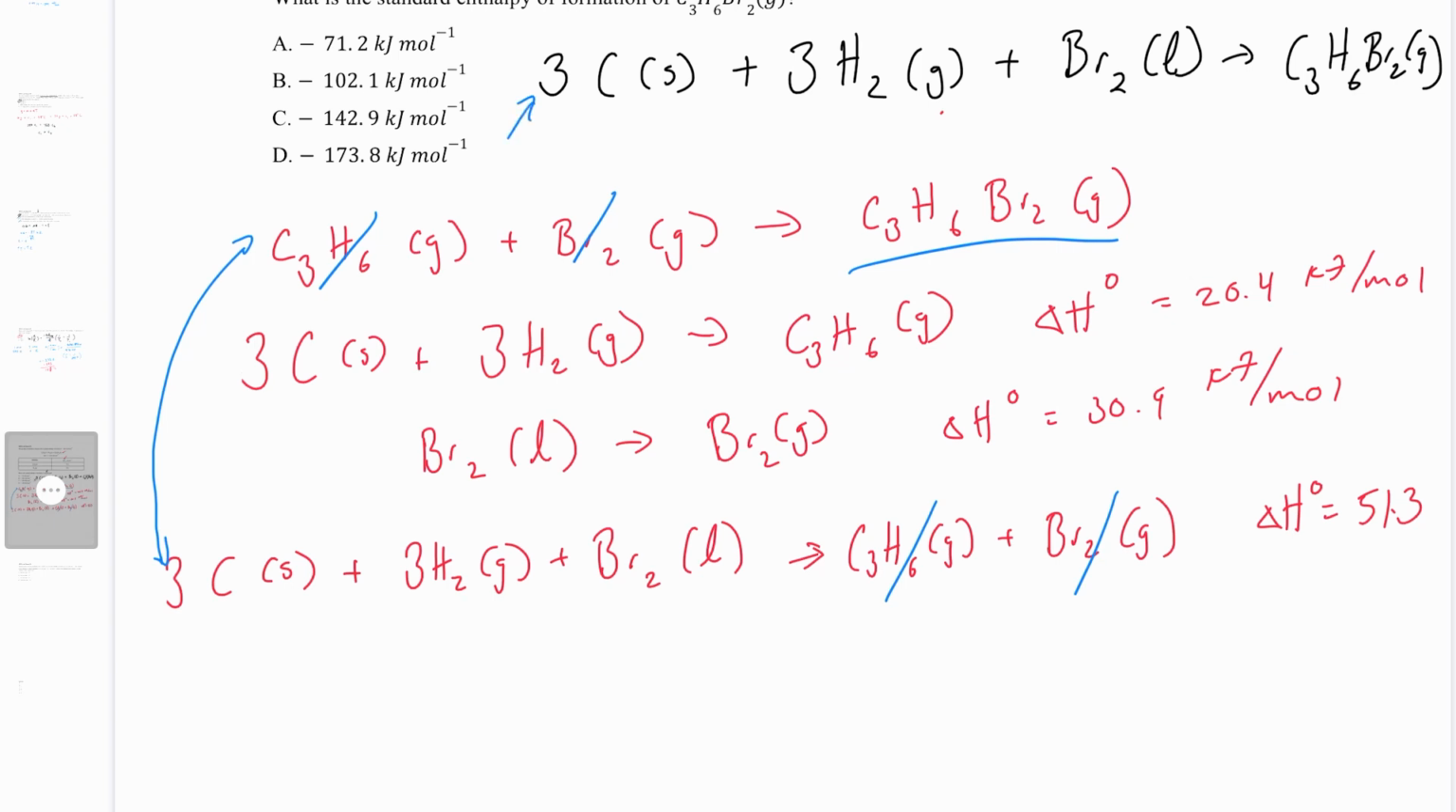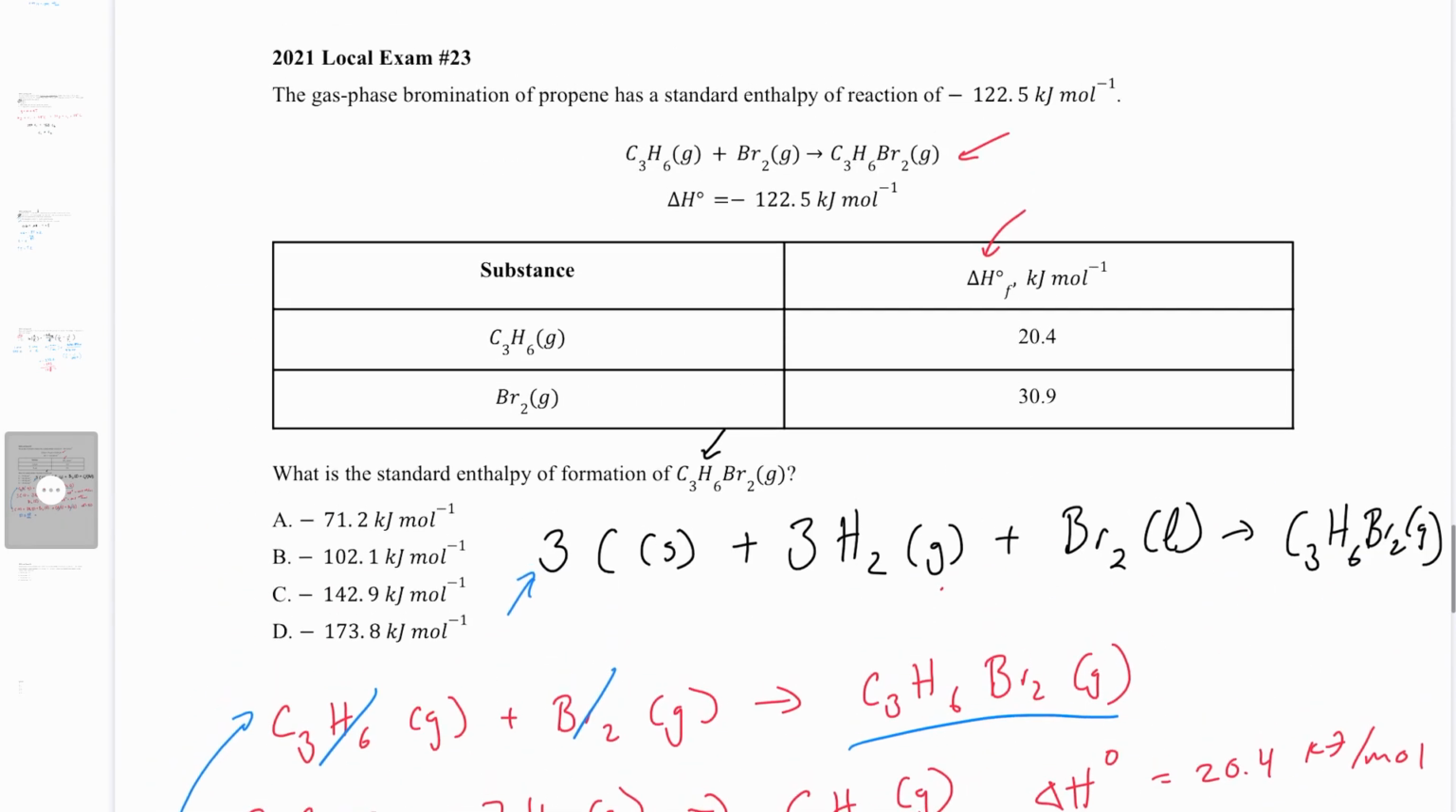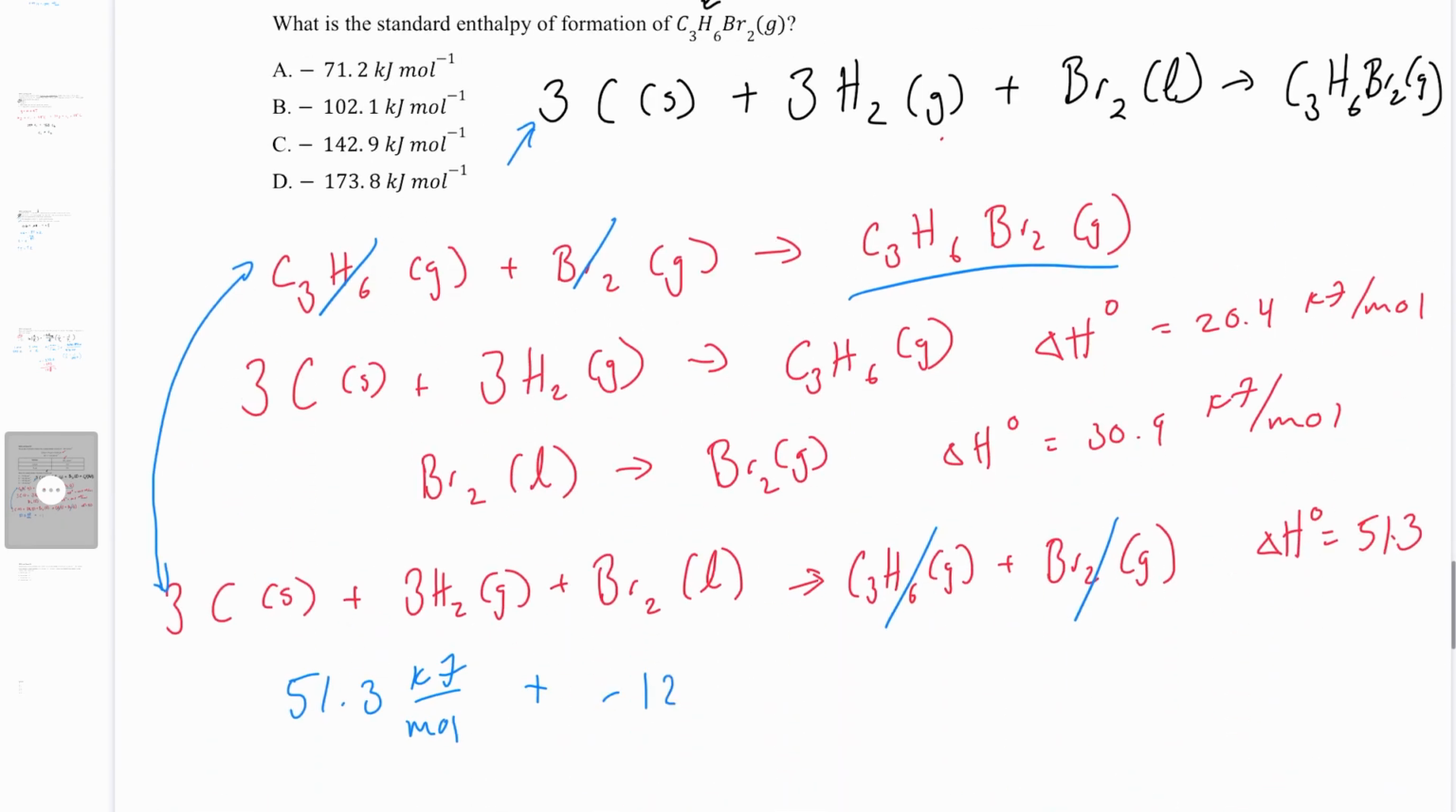So all that's left to do is add up their enthalpies. One has an enthalpy of 51.3 kilojoules per mole, and the other one has an enthalpy of negative 122.5 kilojoules per mole, and this all comes out to negative 71.2 kilojoules per mole. And that's your answer. So that's your standard enthalpy of formation of C3H6Br2 gas. Again, this whole thing was basically an exercise of Hess's law.